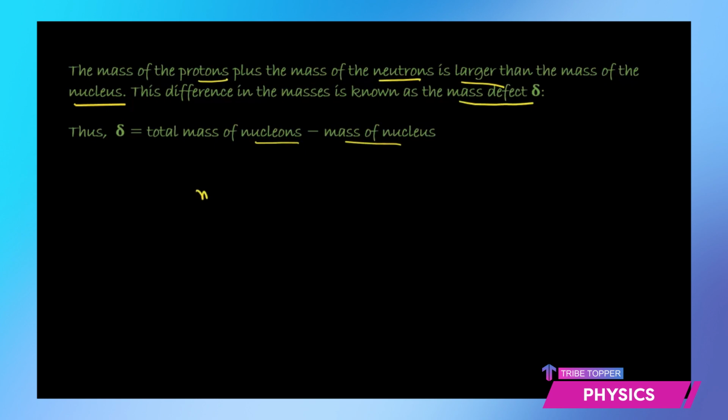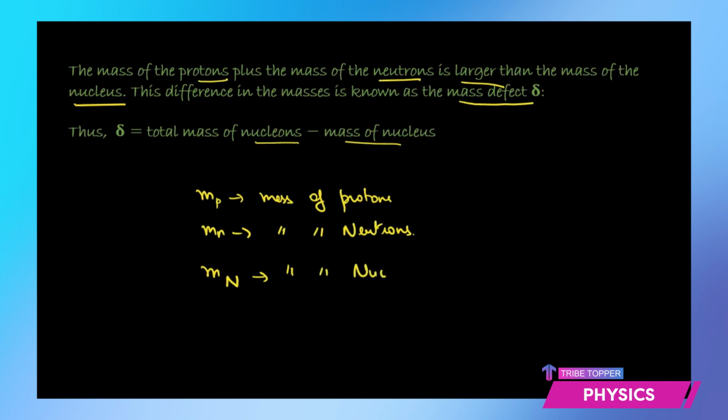So if we say that mp is the mass of protons, mn is the mass of neutrons, and capital M N is the mass of the nucleus formed, then for an element ZXA, of course you identify that Z is the number of protons and A is the number of nucleons, that is protons and neutrons together.